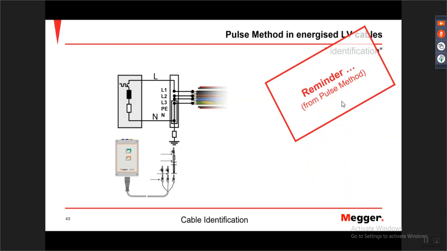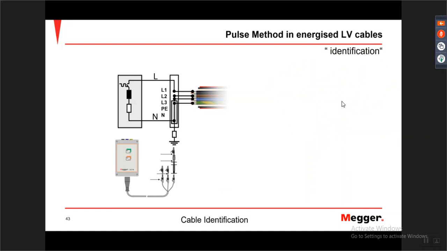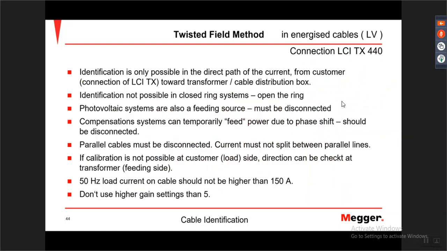Reminder again from the pulse method: if you cannot get the signal on the pulse method, use the twisted field method. This is the preferred method for multi-core cables. Identification is only possible in the direction path of the current from the customer connection towards a transformer or the distribution box.